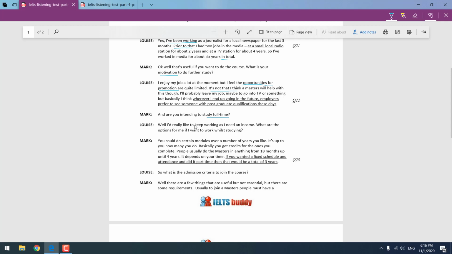As here means because: I need an income. You could do certain modules over a number of years if you like. It's up to you how many you do. Basically, you get credits for the ones you complete. You get credits. You don't say scores. You don't say, I don't know, points. Points could work, but credits is the usual word that you go with.